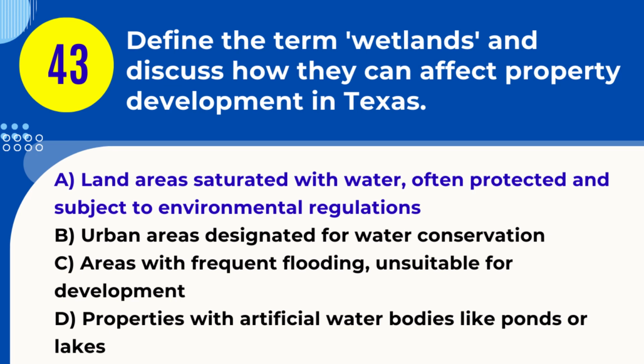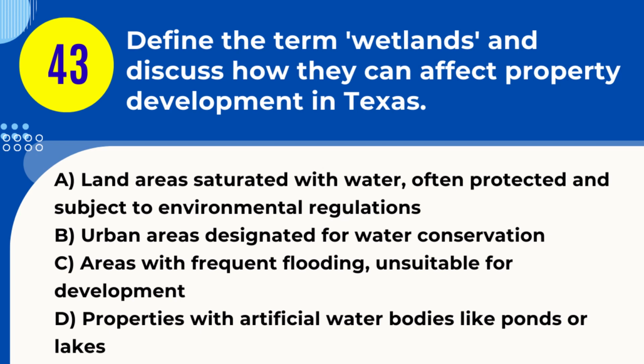Question 43. Define the term wetlands and discuss how they can affect property development in Texas. A. Land areas saturated with water, often protected and subject to environmental regulations. B. Urban areas designated for water conservation. C. Areas with frequent flooding, unsuitable for development. D. Properties with artificial water bodies like ponds or lakes.